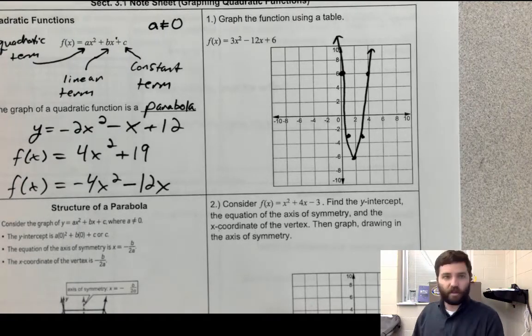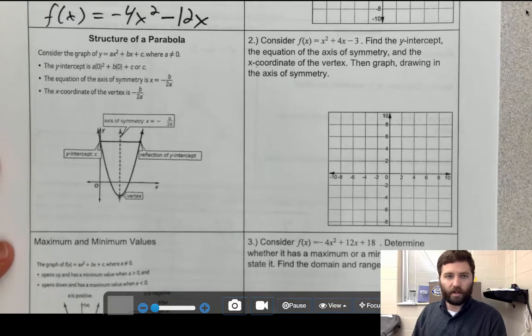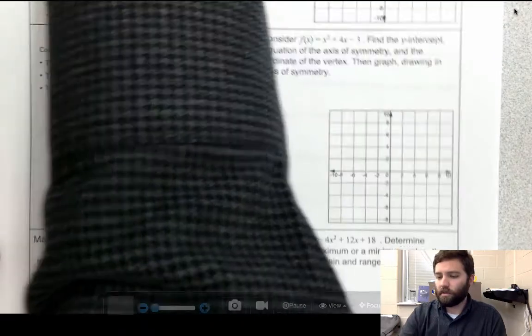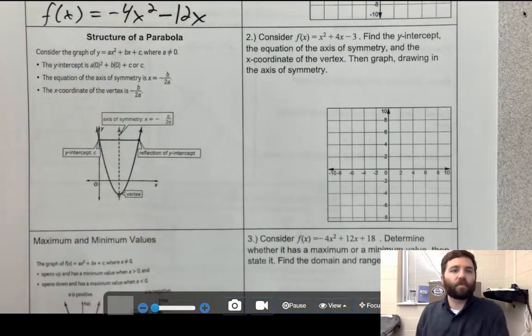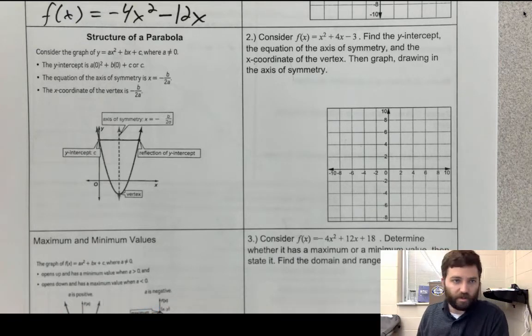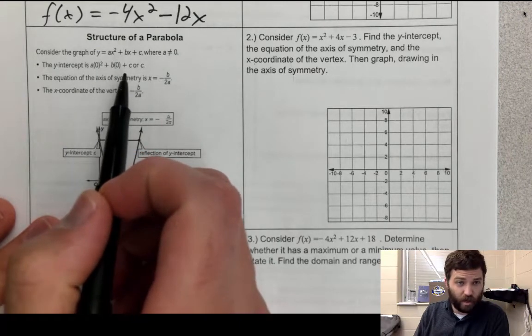All right, next, let's talk about the structures of the parabola. There are different parts of the parabola, and you need to know the main features of them. So, this is going to be annoying if I don't move it. You can consider the graph of y equals ax squared plus bx plus c, where a doesn't equal 0, so you have a quadratic function. The y-intercept, remember, is when x is 0. So if you plug in 0 for x, you'll get the y-intercept.